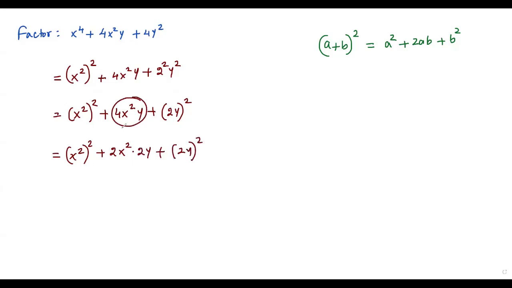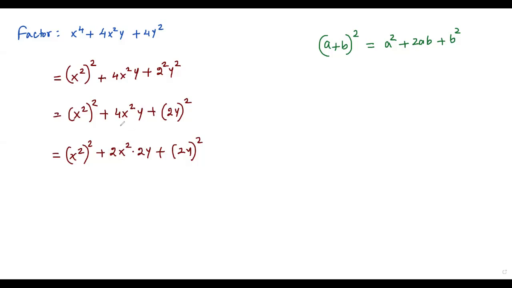Okay, now I have written this 4x squared times y in the form of 2ab, but it has to be equal to this 4x squared times y. When I multiply this 2 and 2, it's 4. x squared times y is x squared y. Okay, anyway, so the stuff we have written over here is equal to the original 4x squared y.